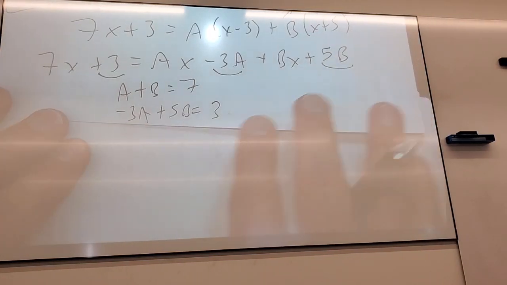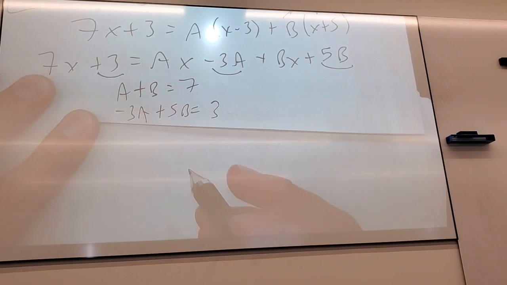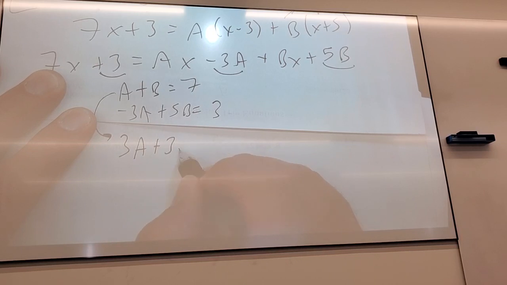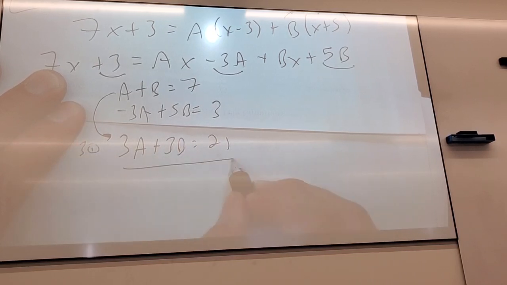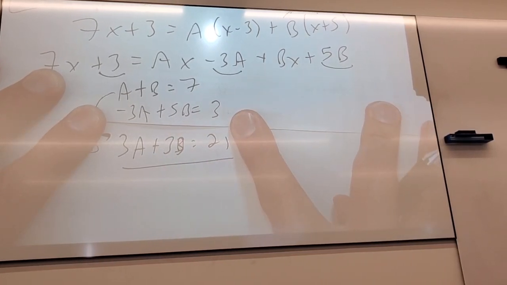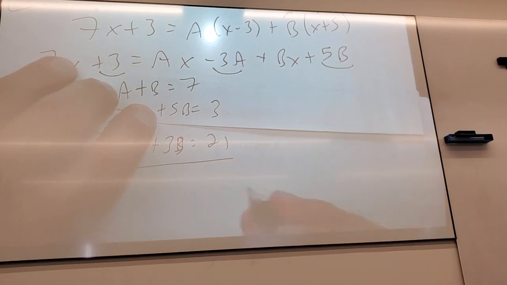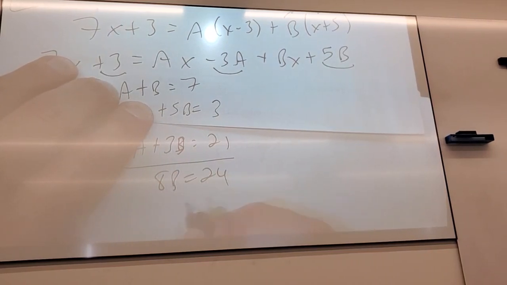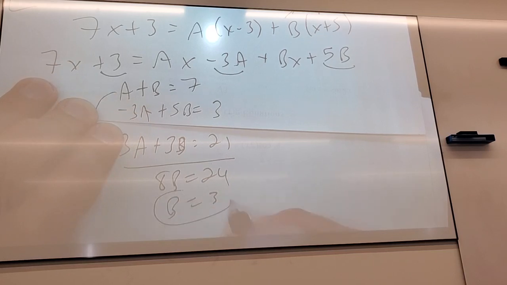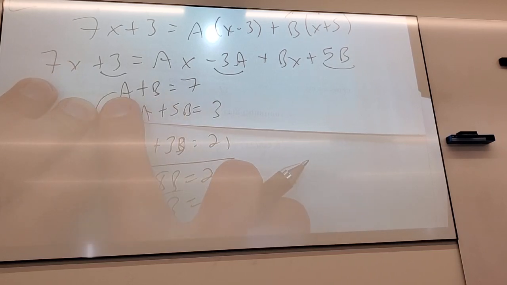Okay, so how do I solve this system real quick here? Multiply the top by 3. Yeah, if I multiply the top by 3, what do I get? 8b equals 24. So b is 3. And if b is 3, a has to be 4.